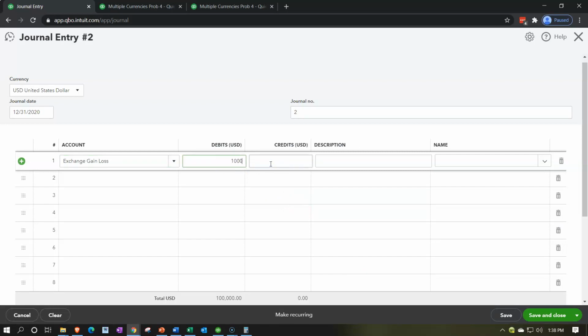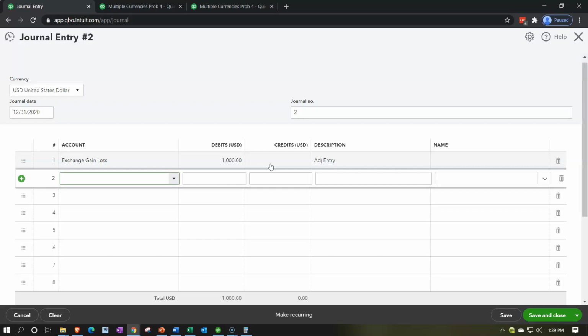So we're going to say $1,000. Description, I'm just going to call it an adjusting entry. And then on the credit, we have a couple different options. Note that this credit is going to an accounts payable account in foreign currency. So if I record it directly to the foreign currency accounts payable account, it gets a little bit messy because again, it's a foreign currency account and you got to deal with the subledger.